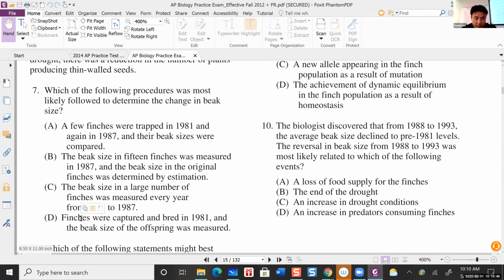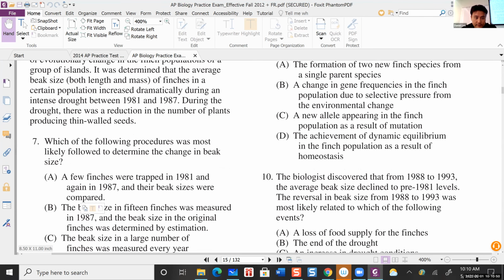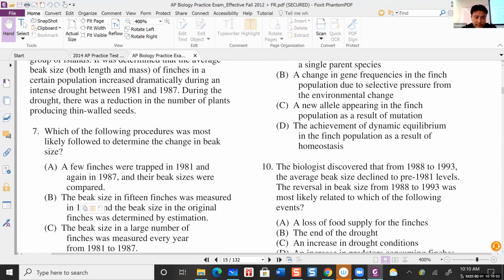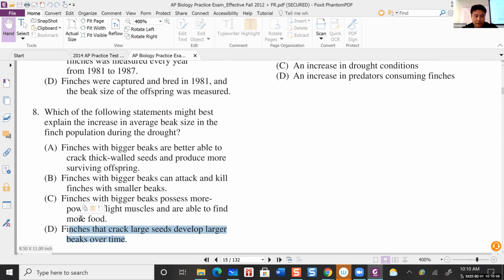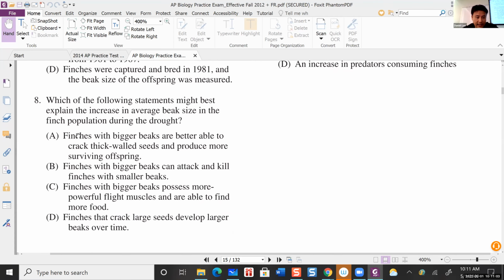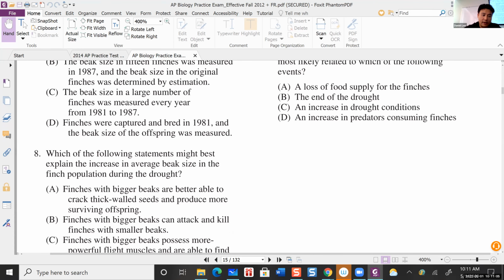Let me read this again. Sorry, I think I read it wrong. There's a reduction in this one. Actually, between A and D, let me read it again, yeah? Because I crossed out A, but I'm reading the question. I think I read it wrong.